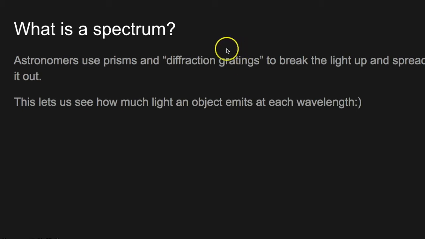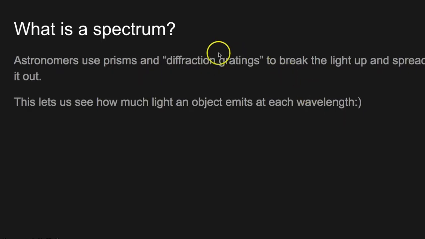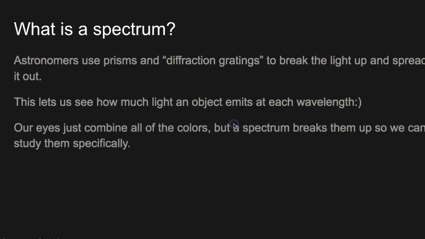When you break the sunlight up, it turns into a rainbow. When you break other lights up, like a neon light, it doesn't necessarily turn into a rainbow. But what a spectrum is, is using that diffraction grating or prism to break the light up. And it lets us see how much light an object emits at each wavelength. And we learned yesterday that the wavelength will tell you about the color. So that's what we're going to do today.